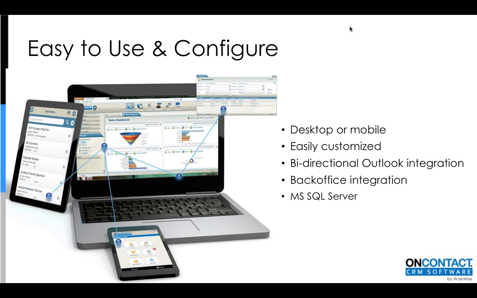We do provide bidirectional Outlook integration. So, of course, things like contacts bidirectionally interface, the ability to integrate email, outbound and inbound email, and have that information be stored right within the appropriate contexts within CRM. The ability to synchronize tasks and to-do lists, and also the ability to synchronize appointments between Outlook and OnContact CRM.